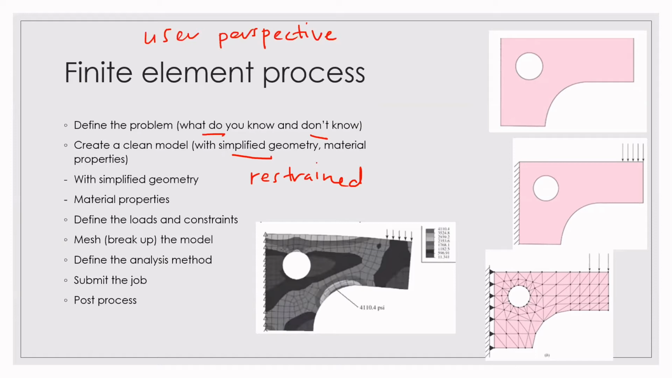Then we need to break up the model into pieces. As I said, with the big picture, you want to look at a finite number of elements inside. So here is an example of a finite element mesh on the simple model we started with. You can see here.